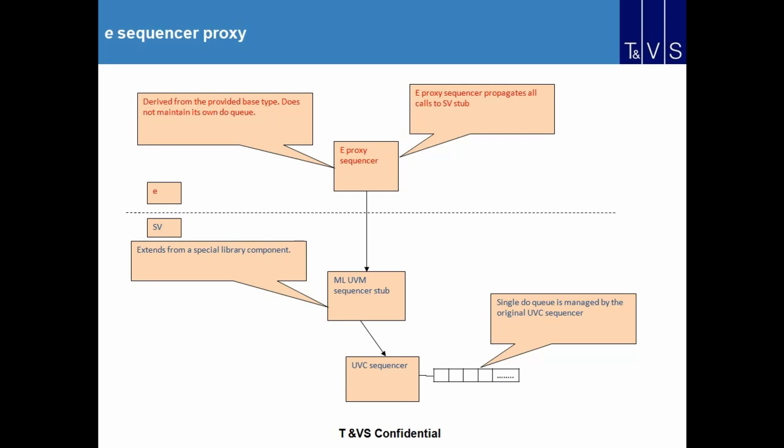Now, how is a proxy sequencer going to handle this? It doesn't maintain its own queue. Basically, as and when a do action is performed, it just passes it on to the sequencer stub immediately. In turn, this passes to the UVC sequencer. Here, it maintains its own queue, and it talks to the driver, and depending on the handshake, it is going to pass on to the DUT.